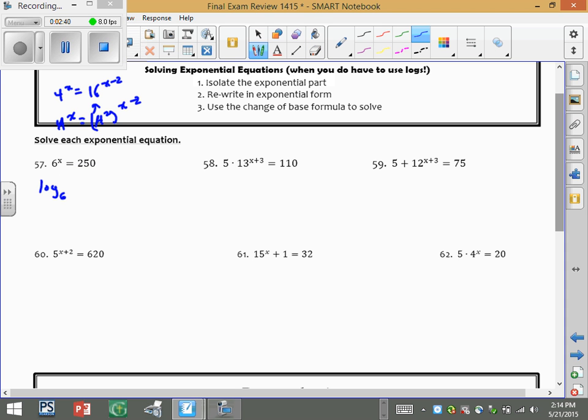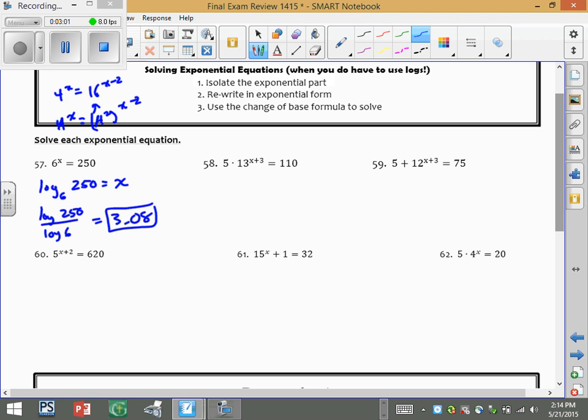So log base 6 of 250 equals x. And now we can use our change of base. So log of 250 divided by log of 6 equals 3.08.